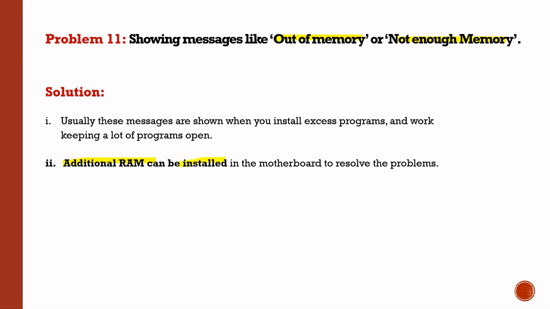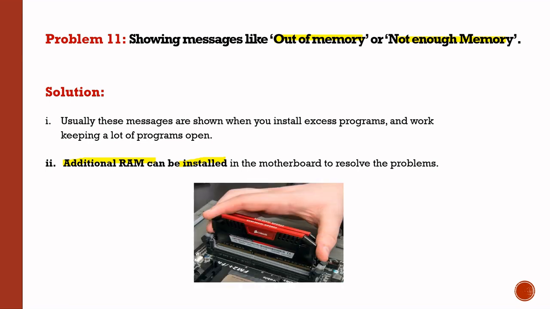If you don't have a sufficient amount of RAM, then your CPU has to work much harder, and it is harder to transfer data. So we have to install RAM. Increasing RAM will increase the performance. So the problem was out of memory, not enough memory. This message is showing. We have to install RAM. We have to increase RAM.